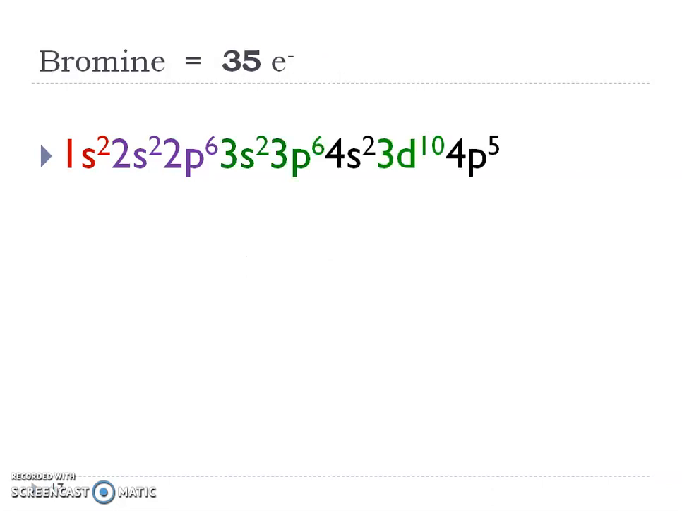Bromine has 35 electrons total. And if I look at the highest energy level, again, not just the last, but the highest, I can now ask you again for valence electrons. So 2 and 5 give me 7 valence electrons, and that should make sense because it's in group 17.